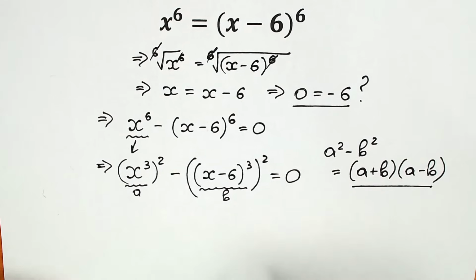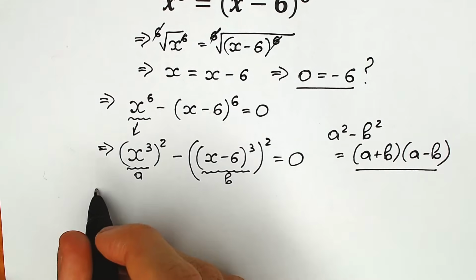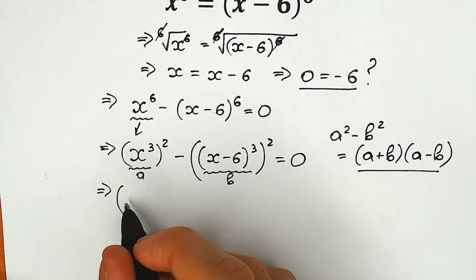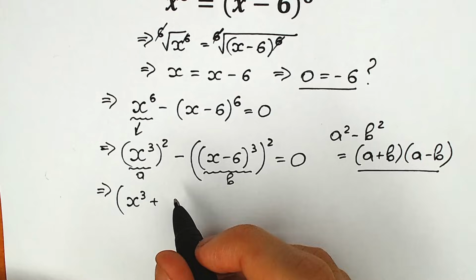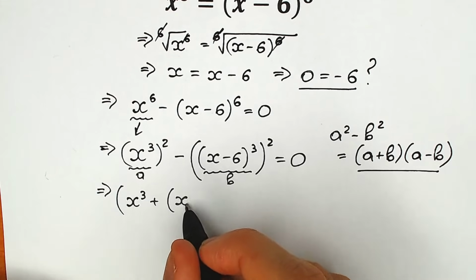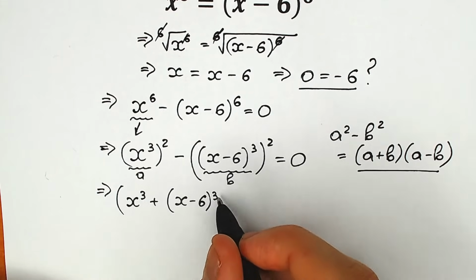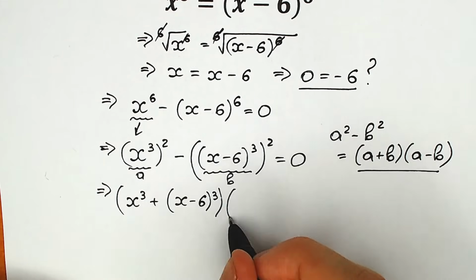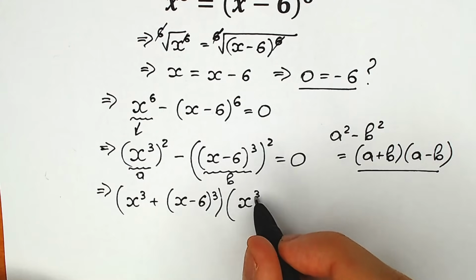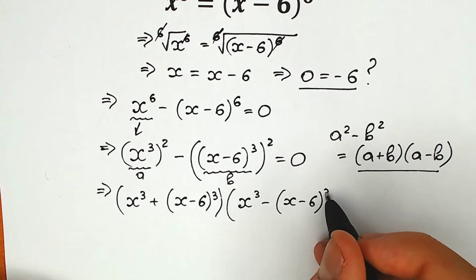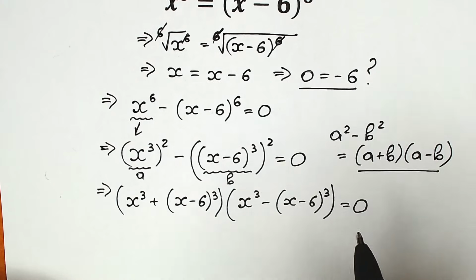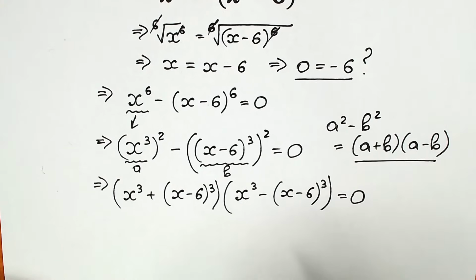Right now let's factor our expression. We will have two parentheses. The first one with the positive sign, so x cubed plus (x minus 6) to the power 3, and the second parenthesis x cubed, but with the negative sign, minus (x minus 6) to the power 3 equal to 0. I really hope you understand this moment.